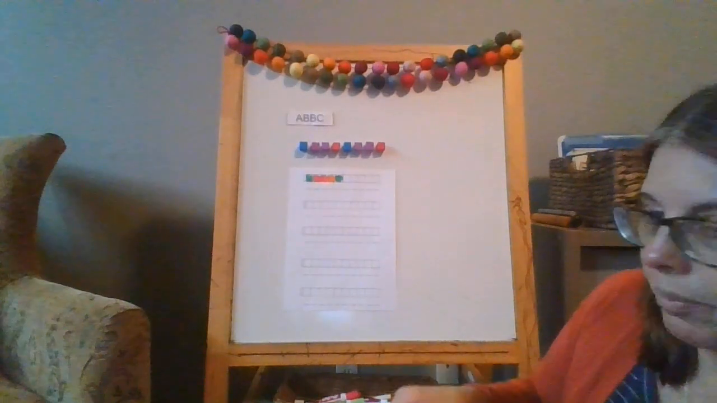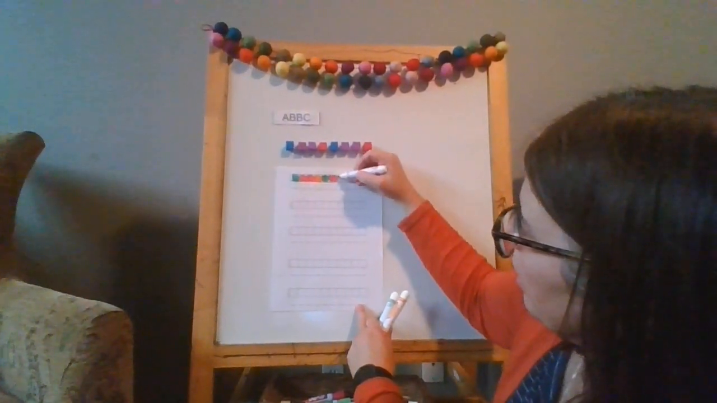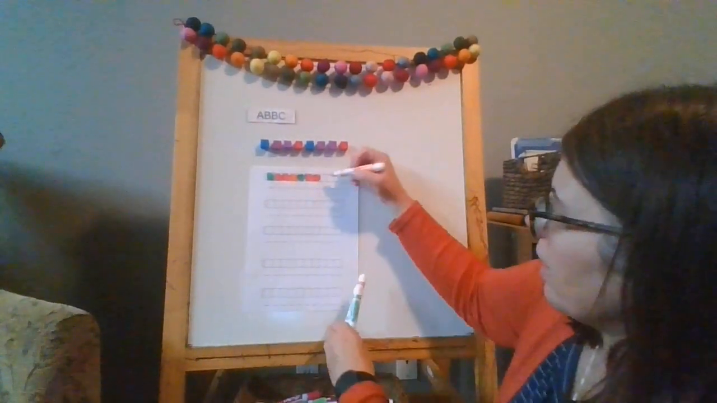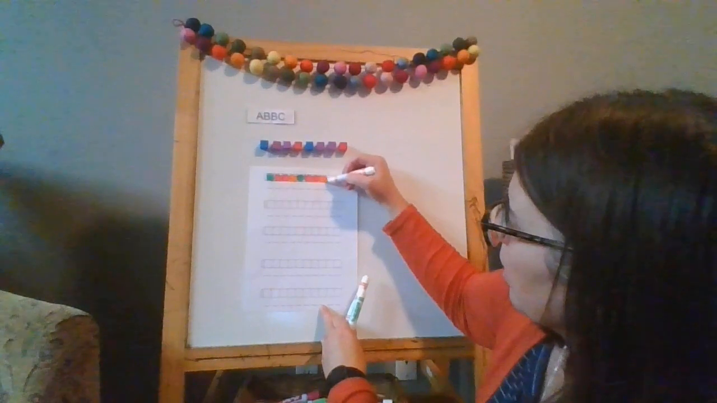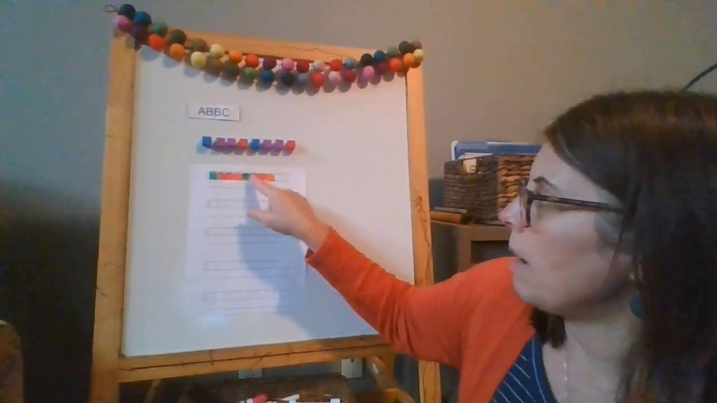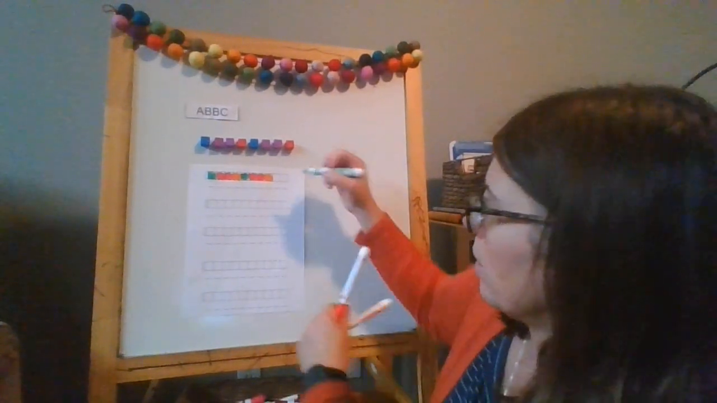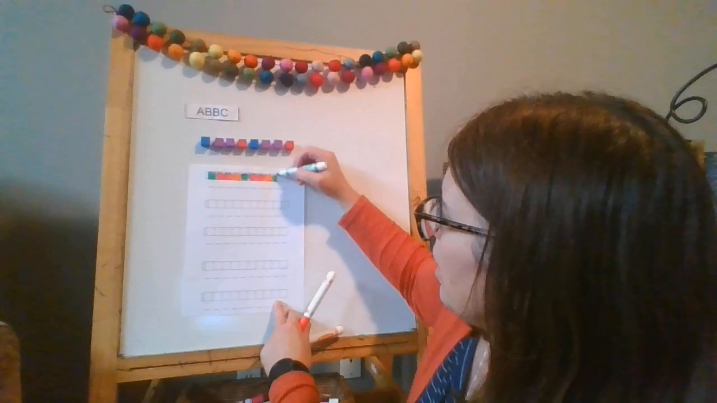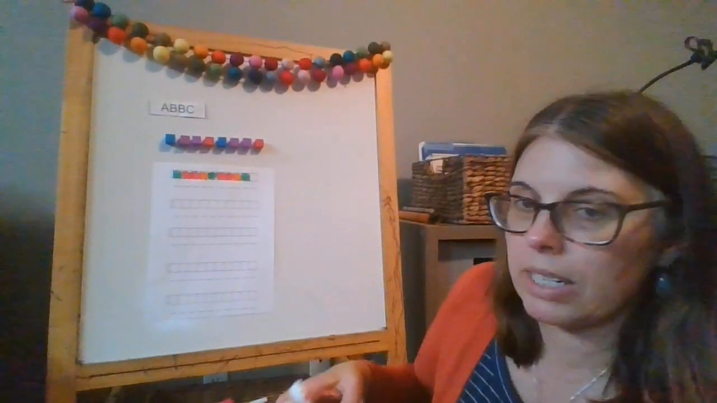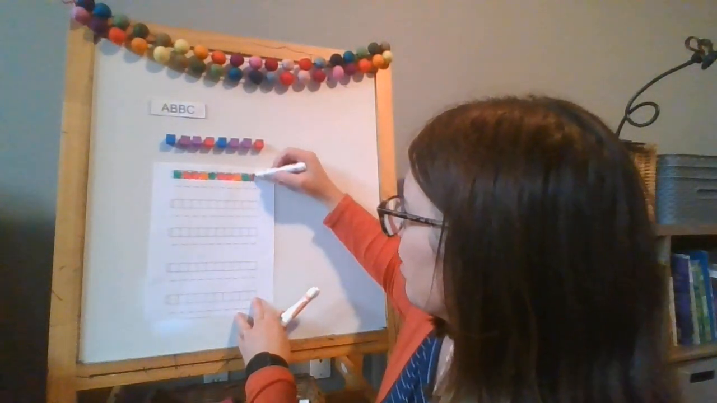A, B, B, and then C. Okay. And then so A, B, B, C. A, B, B, C. Okay, let's start over again with A. So green, what color? What's after A? What would I do next? Right. Yep, B, and it's red.